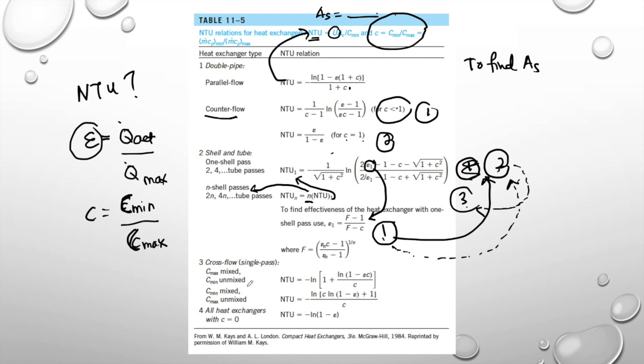So you have to take a look at the types of cross flow. Okay, mixed and unmixed, depends on the C maximum and C minimum value. So that is how we refer to the graph and the tables for the NTU method. Now we go to this question. It takes a little bit longer because this explanation is crucial in order for you to understand how to use the table and how to use the graph.